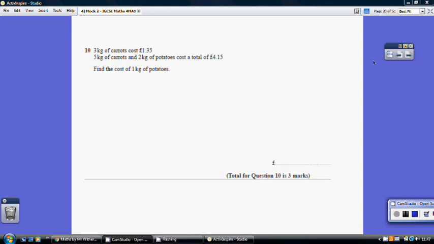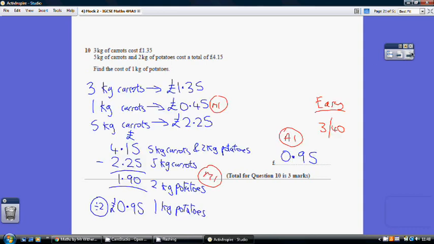Question 10. So these questions where we are just using proportion, again just focus on setting everything out clearly. So 3 kilograms of carrots cost £1.35. So how much would 1 kilogram of carrots cost? Well, just divide by 3 to get 45 pence. So if that's how much 1 kilogram costs, then 5 kilograms must cost this amount times 5, which is £2.25. So 5 kilograms of carrots cost £2.25.